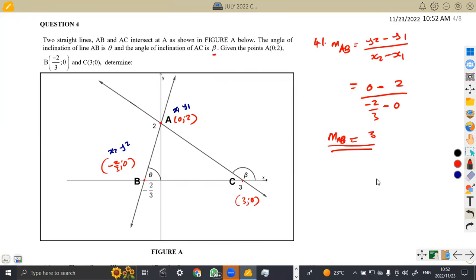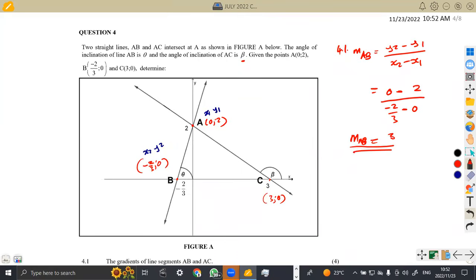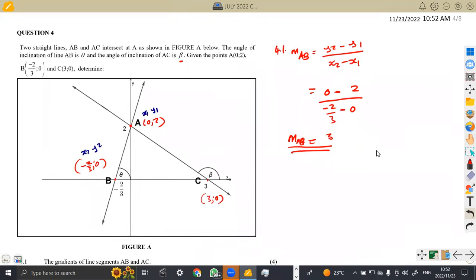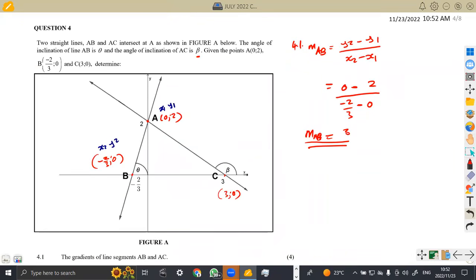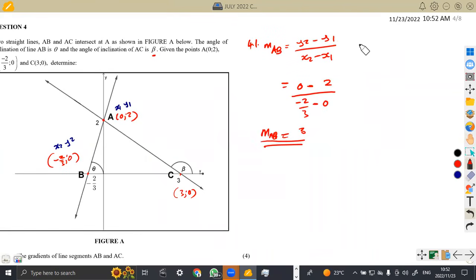Then we move on to the other part, which is AC. We also need to find the gradient of line AC. This time on AC, we've got x1, y1, and you can name this x2, y2. Using the formula, y2 minus y1, that's 0 minus 2, over x2 minus x1, that's 3 minus 0. So you're going to have negative 2 over 3. This is the gradient of line AC.